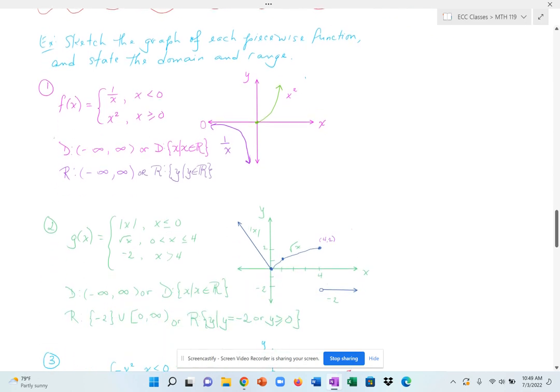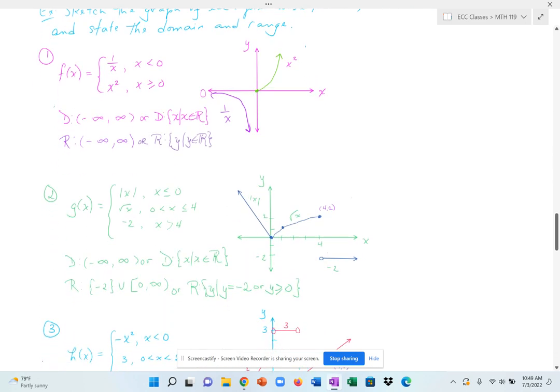Okay, here's another piecewise function. This time I have 3 parts. I have g of x is equal to the absolute value of x. Remember, absolute value looks like a V, but I only need to show it for x less than or equal to 0. That's this part, this line that's on the left side of the graph.